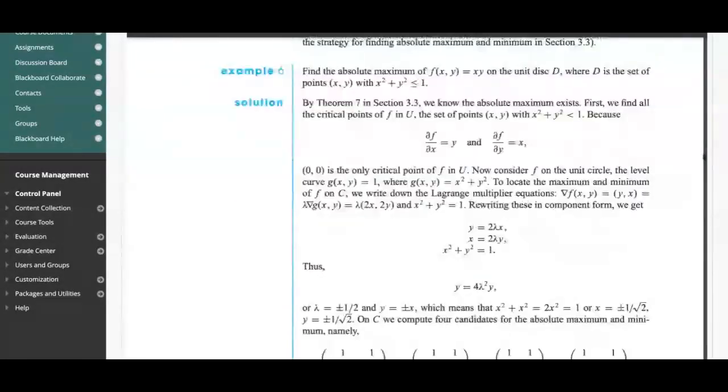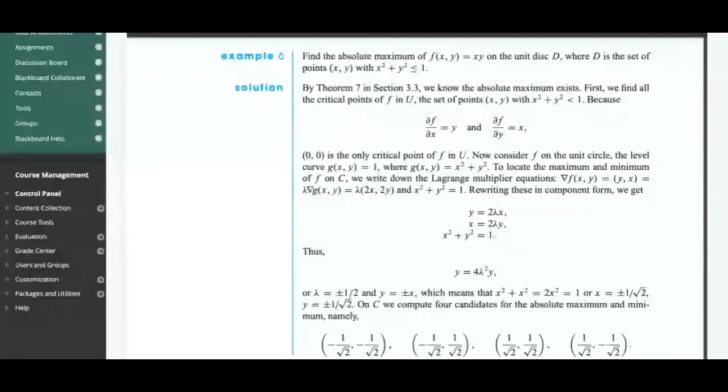Let's see this one. We want to find the absolute max of f defined as x times y on the unit disk. Well, remember, the unit disk is a closed bounded set. It has interior points, it has boundary points. So the representation of this unit disk is x squared plus y squared less than or equal to 1.